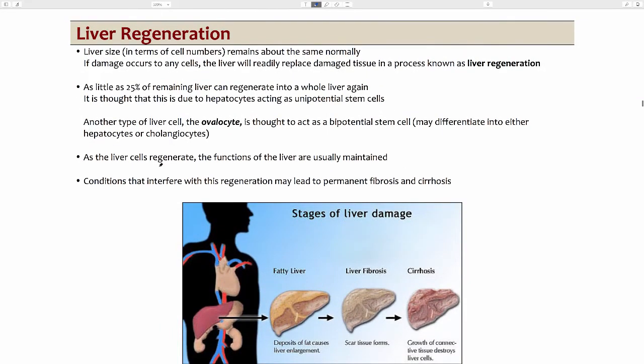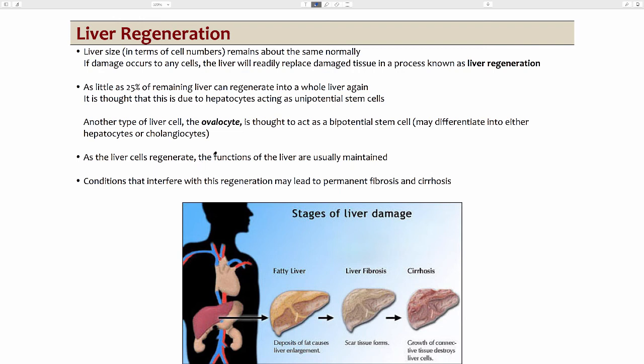The liver, I said, can regenerate. It remains the same size unless injured throughout life. The cells can actually become activated, and about 25% of remaining liver can regenerate into a whole liver again. It's thought really hepatocytes act as unipotent stem cells. There's another type of cell called an oval cell, and this is thought to act as a bipotential stem cell. So it can differentiate into both hepatocytes and cholangiocytes. These are a specialized type of hepatocyte which secretes bile. So they're kind of mixed in with those hepatocytes.